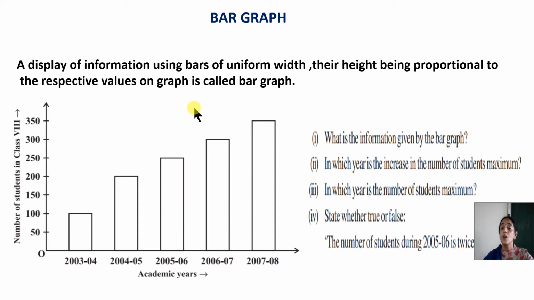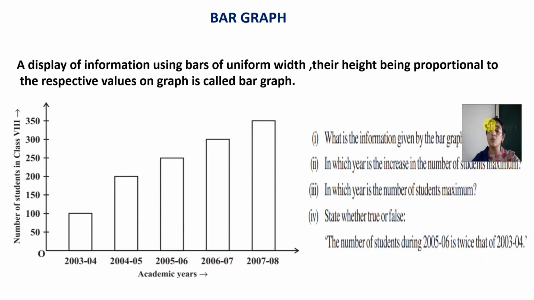Now, you are asked another question. You have to state whether it is true or false. The number of students during 2005-2006 is twice that of 2003-2004. Let's see. 3 and 4 is how much? 100. 5 and 6 is how much? It is 250. So is it double? No. It is more than double. If it was double, it would have been 200 only. But in 5 and 6, it is 250. So this statement is false.